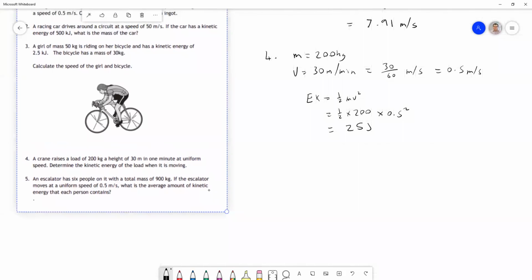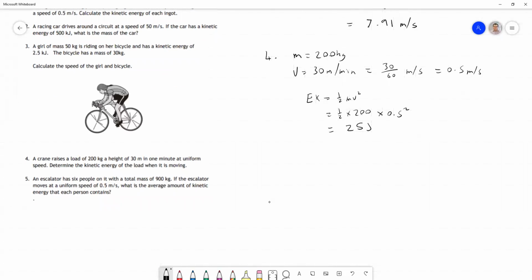One final question in this part of the course on kinetic energy. And we look at question 5. An escalator has 6 people on it with a total mass of 900 kilograms. If the escalator moves at a uniform speed of 0.5 meters per second, what is the average amount of kinetic energy that each person contains? So we've got to be careful what we're being asked for here. It's saying that the total mass of the 6 people is 900 kilograms.